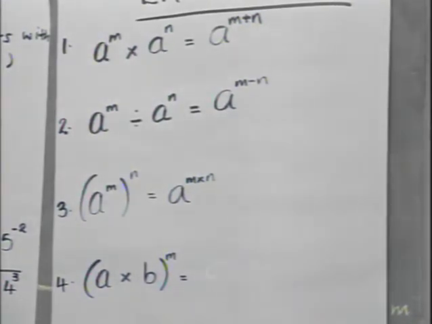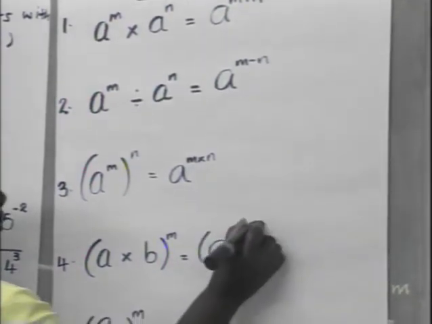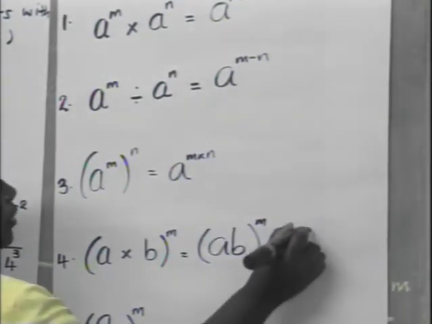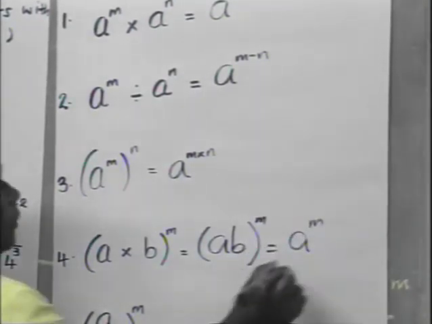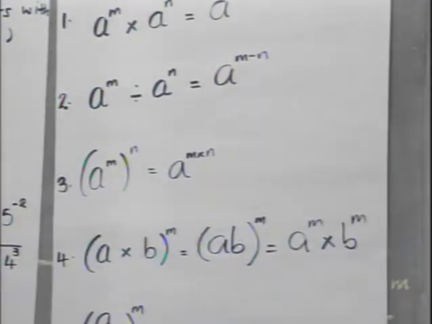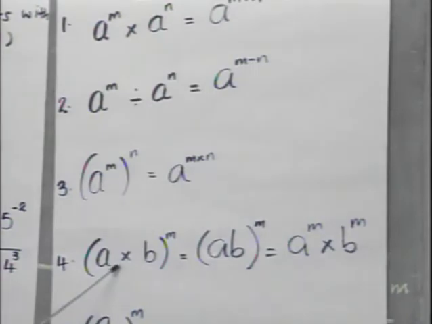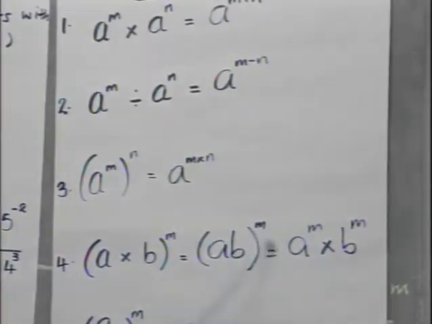A multiplied by B to the power of m, or A to the power of m multiplied by B to the power of m. So in other words, if the indices are the same and the bases are different, you can multiply the bases and just have the indices like that, or you can multiply them out like that. Okay, this rule continues to this one.